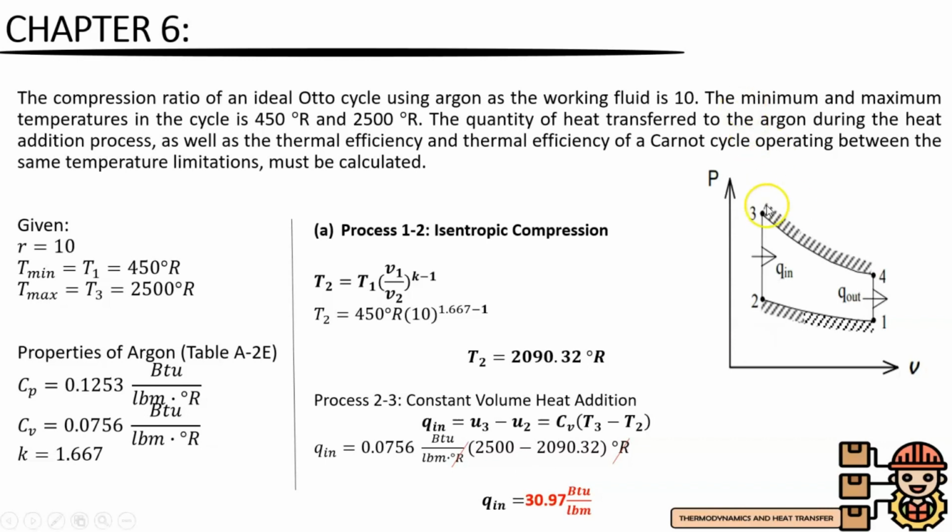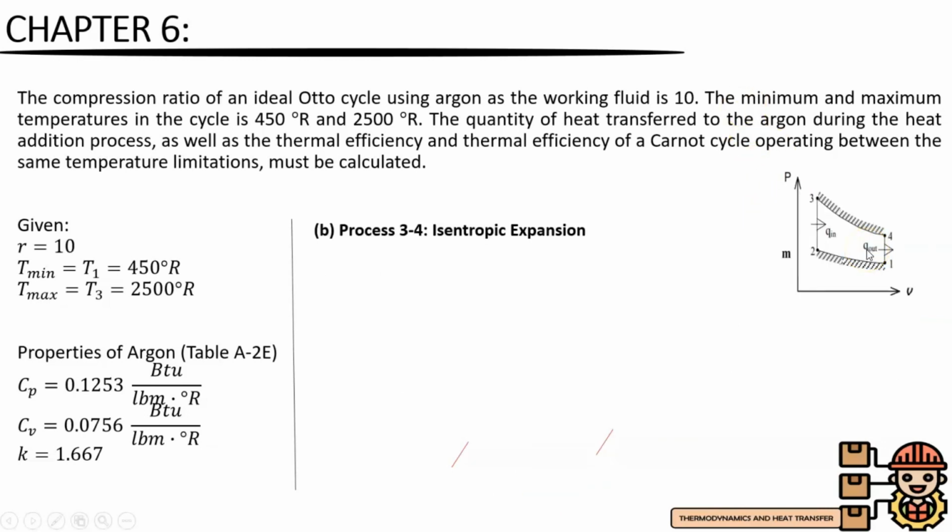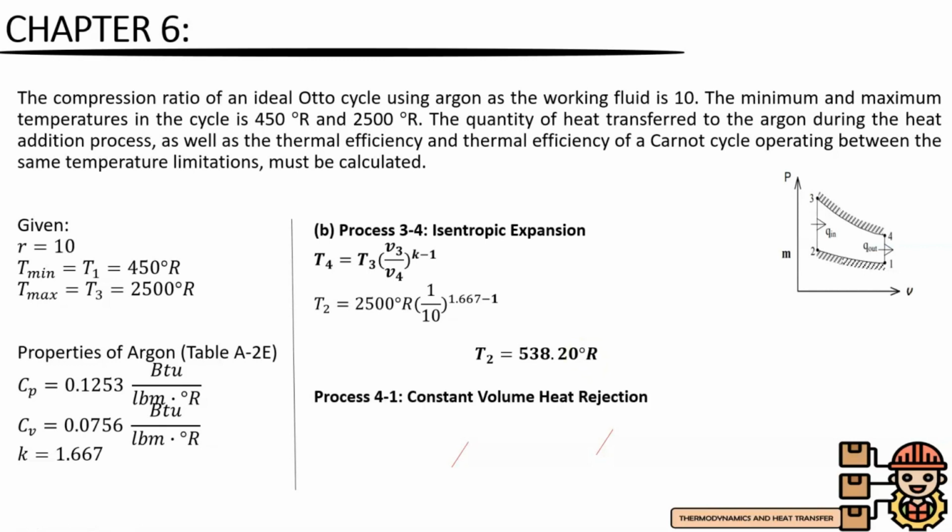Next is process 3 to 4, which is the process of isentropic expansion. Since we have the value for our T3, we need to identify the value for our T4. So 2500 degrees Rankine multiplied by 1 divided by 10 raised to the power of 1.667 minus 1 is equal to 538.20 degrees Rankine. So next is process 4 to 1, the constant volume heat rejection.